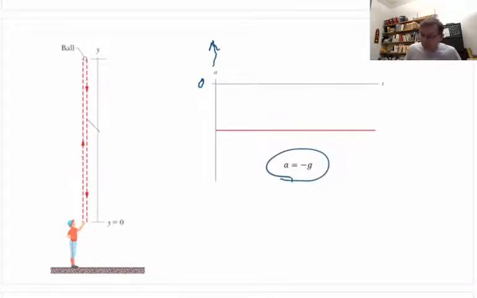Okay? Negative, and then g is 9.8 meters per second squared if we're doing SI. So, our acceleration graph has got to be constant. It's got to be a horizontal line, and it's got to be at the value negative 9.8. And so it's just got to be a horizontal line going straight across on the negative side of a. And it's constant, right? So that's why it's horizontal.